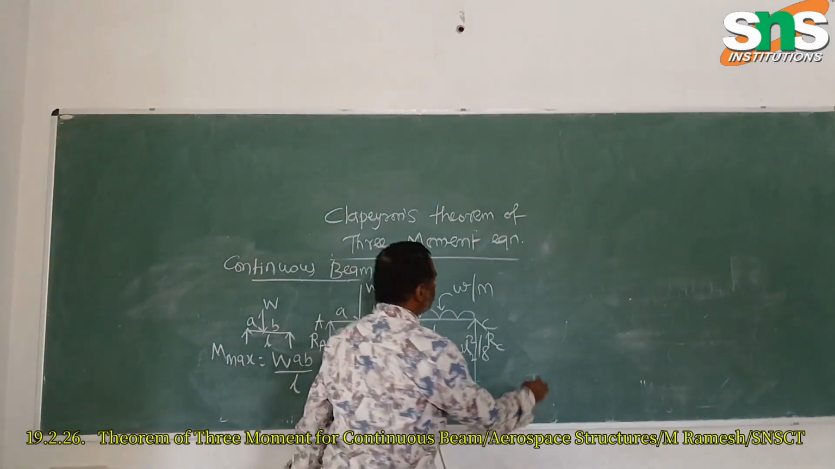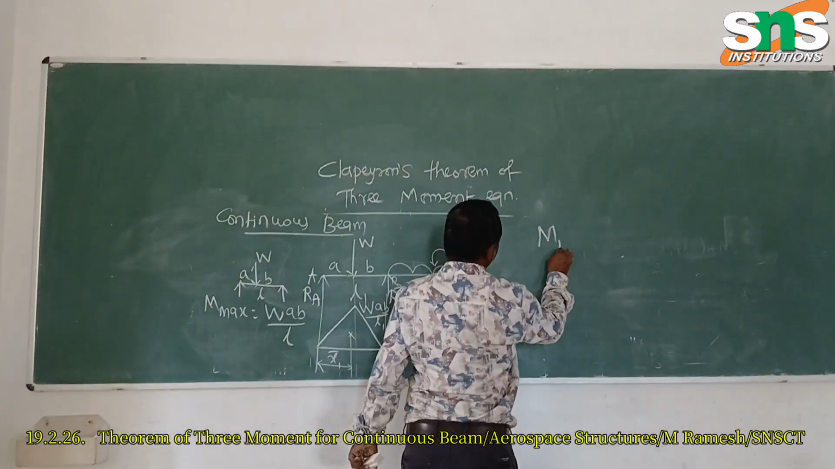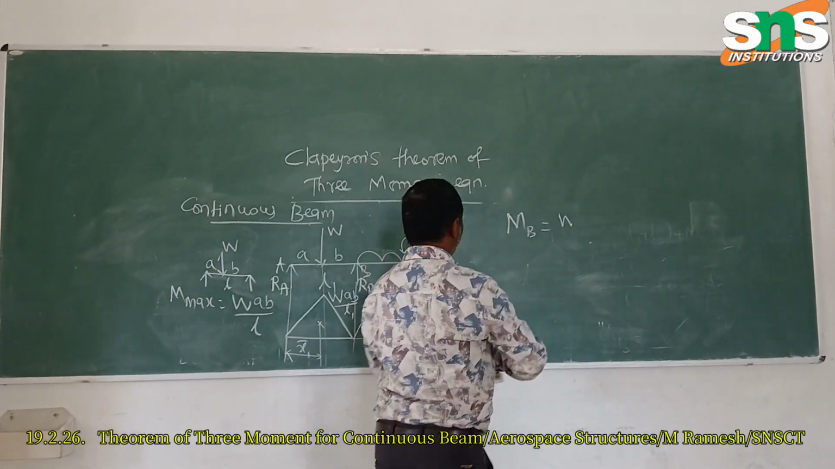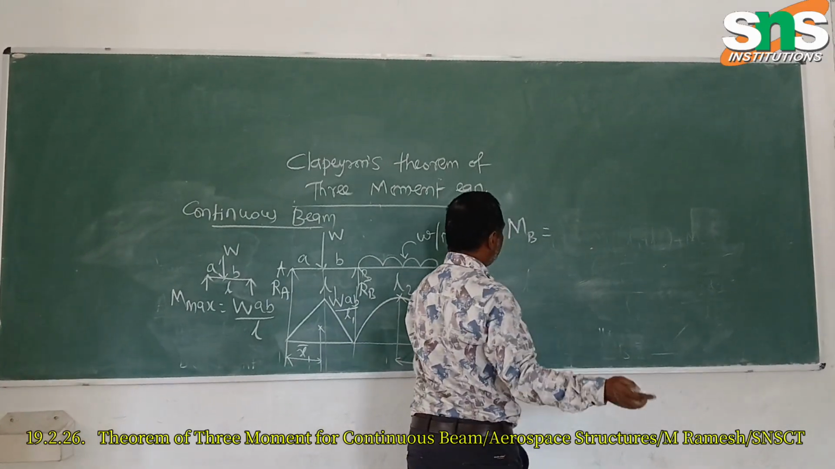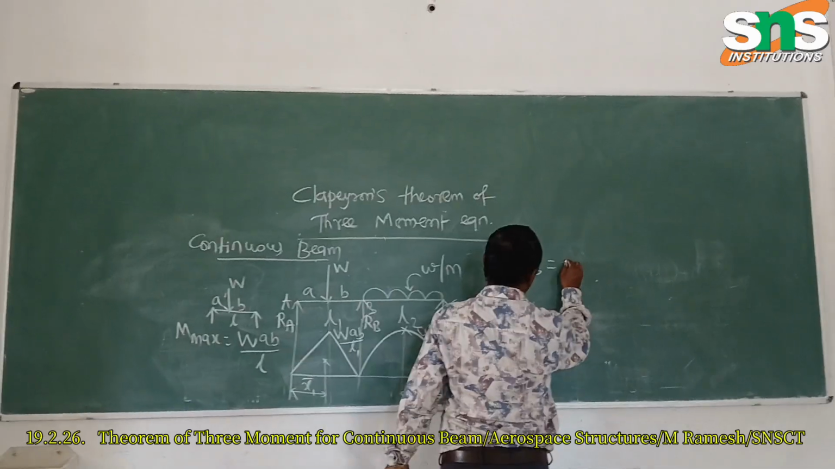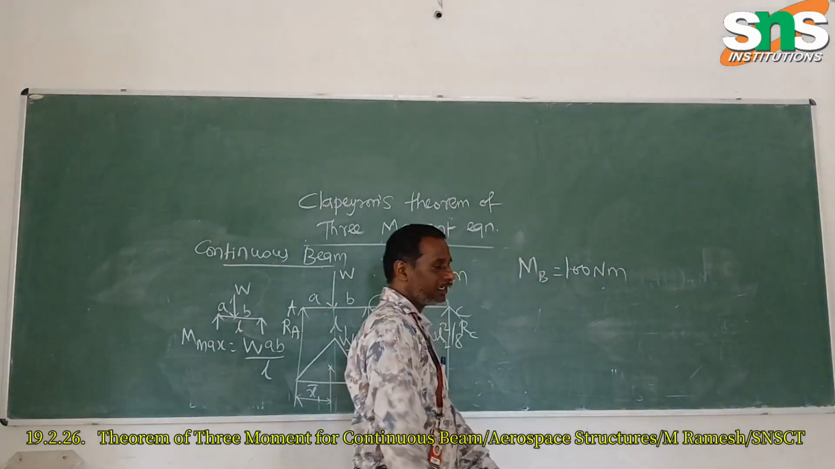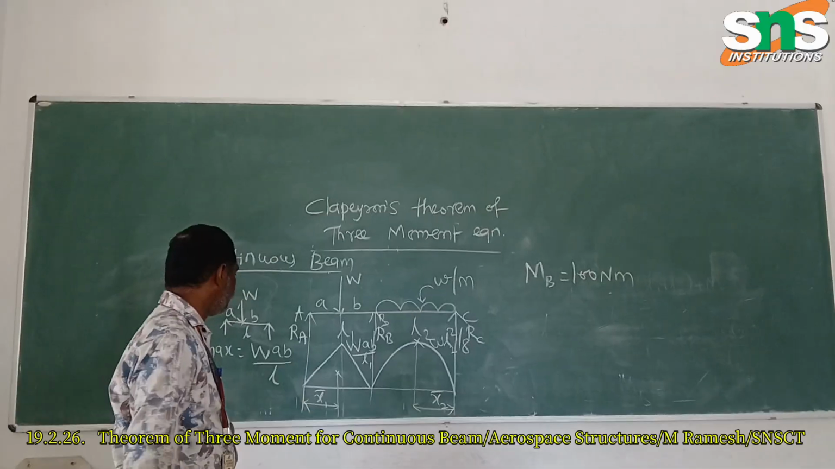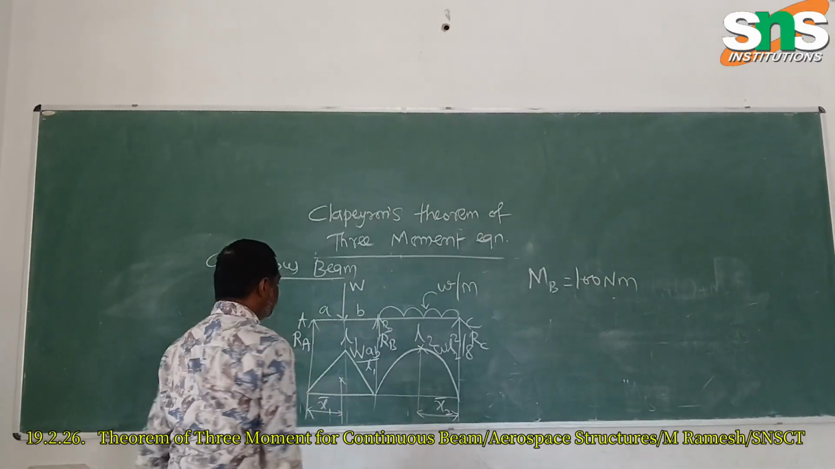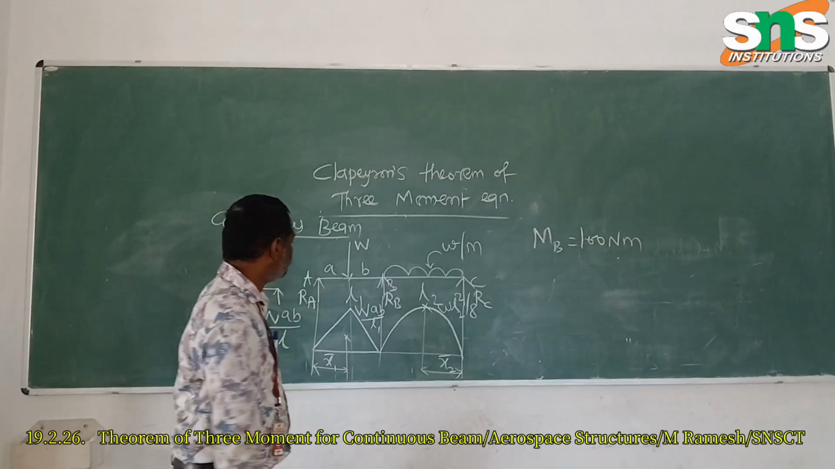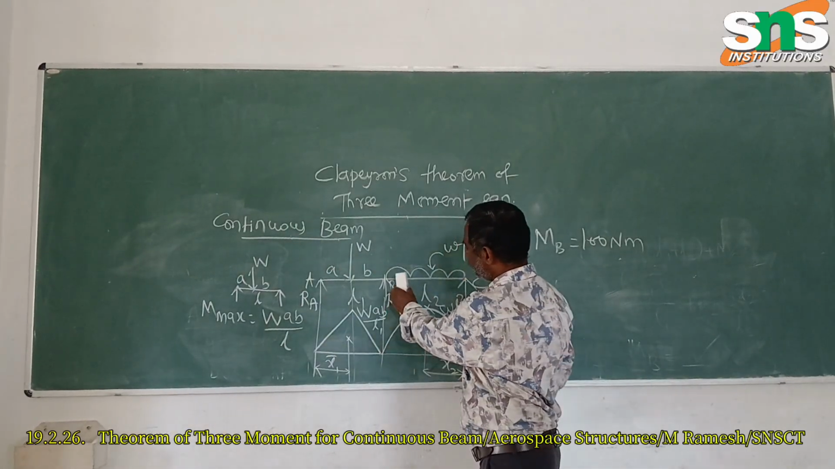So let's take MB equal to W. I'm getting a good value, so let's take it as 100 Newton meter. If it is that, how can we find the RA value? Keeping in mind, let's take the reference point here, on the left side.